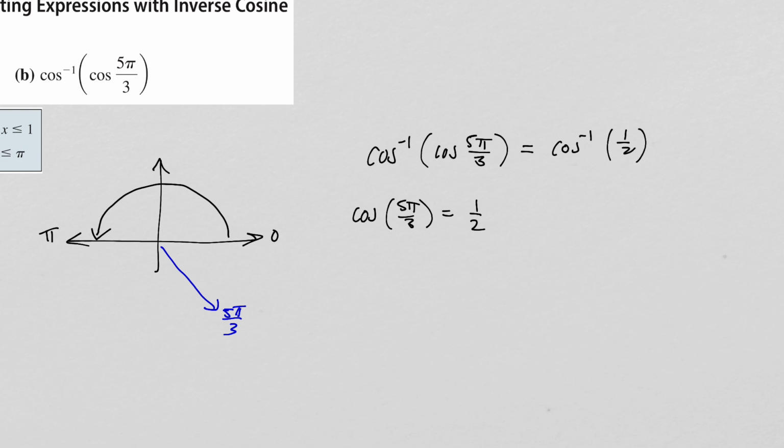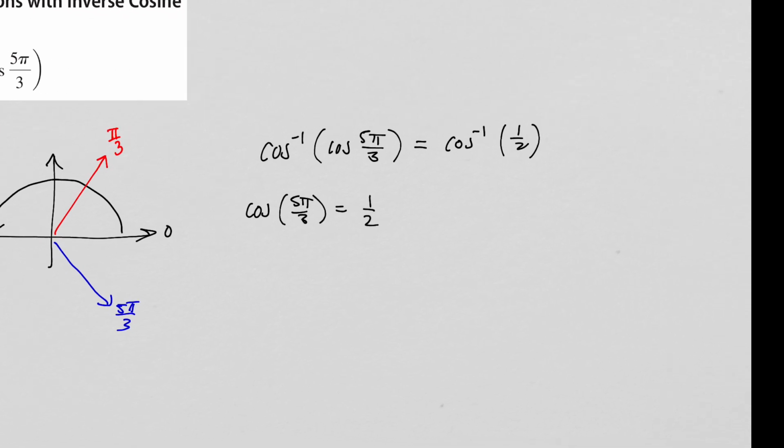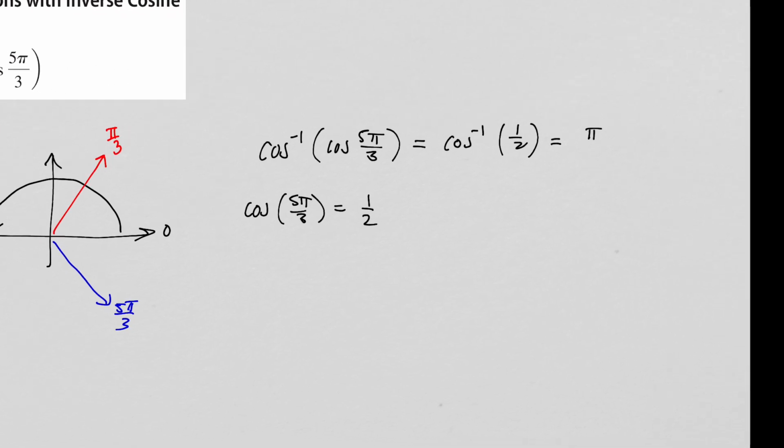And so now we want to know, what is the angle whose cosine is equal to 1/2, and that angle has to be between 0 and pi. So we know since this is positive, that has to happen in the first quadrant here. And of course, the corresponding angle would be pi over 3. So the answer here is pi over 3.